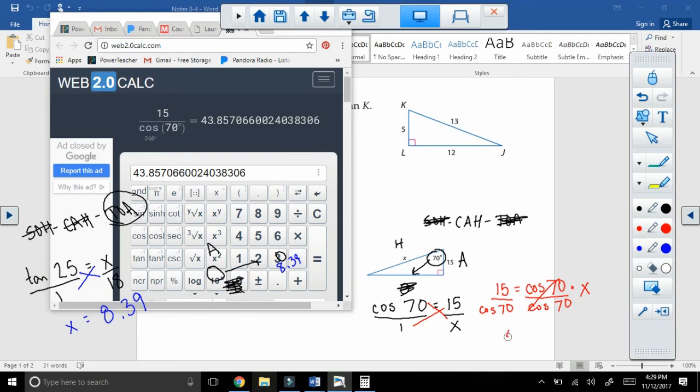So this side would be 43.86. And for some people, you might think, well, that's really big. That is pretty big, but this is 15. This is going to have to be much more than 15, so this doesn't seem like it's totally outside the realm of possibility for this. So this is how you can use sine, cosine, and tangent to find the missing side.